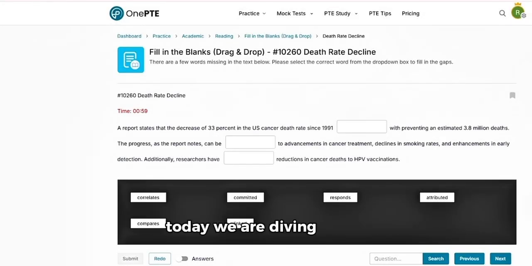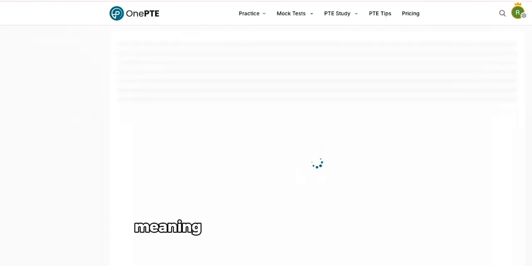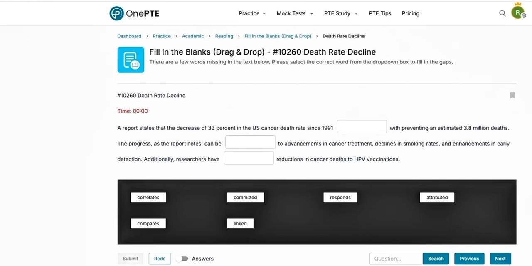Today we are diving into PTE Fill in the blanks, drag and drop. And like other sections, this task targets your reading points inclusively, meaning there is zero room for error. If you've been losing points here, it's usually not because you don't know English, it's because you don't have a system. Today I'm giving you that system.